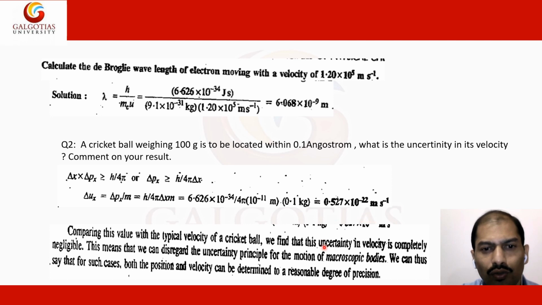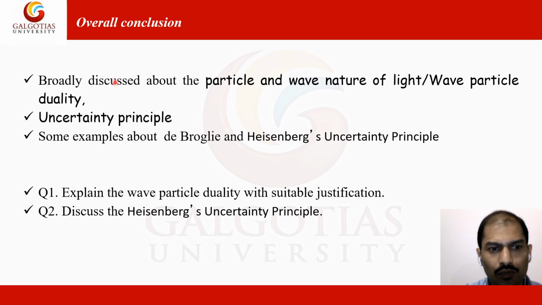So as per the uncertainty principle, this can be calculated with the help of the Heisenberg uncertainty principle. In this way, there is uncertainty, but it is quite negligible. There are many more problems of this type which you all need to practice and solve. So from the overall discussion, we discussed the wave particle duality and uncertainty principle.